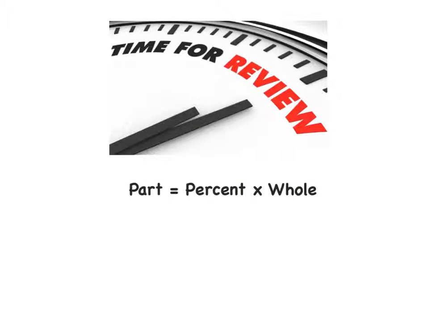Time for a quick review. Most important part: part is equal to percent times whole. When you see the equal sign, like in the word problem, you'll see it as "is." Multiplication would be as "of." These are extremely important. So take your time.